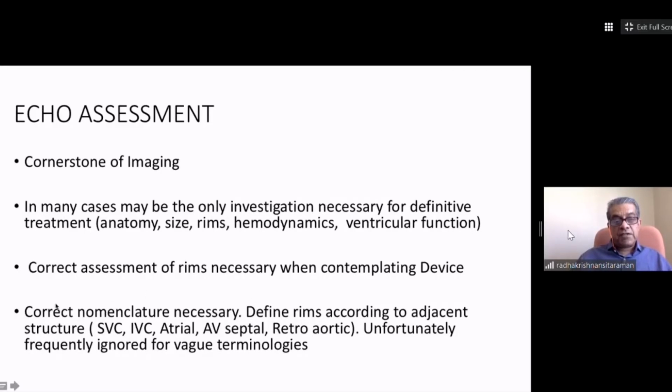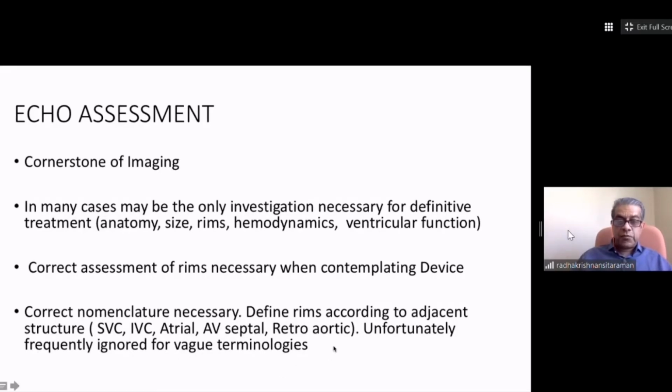I believe this is very important. Current nomenclature of the rims is absolutely important. It is important to define the rims according to the adjacent structures like SVC, IVC, atrial, AV septal, and retroaortic rim. Unfortunately, even in today's echo reports, we frequently ignore these for vague terminologies like superior defect, inferior defect, anterior defect.